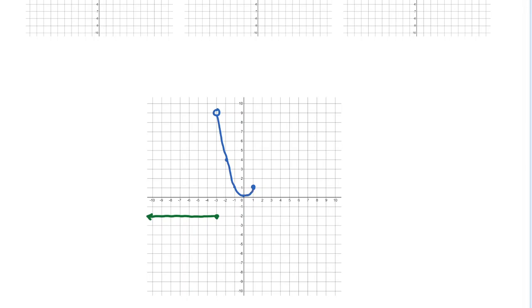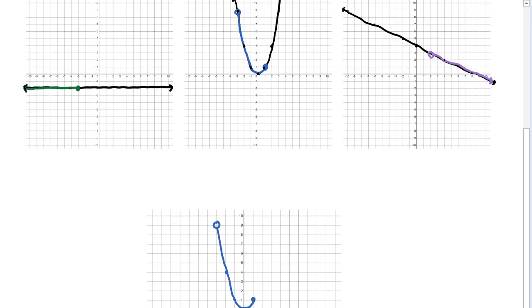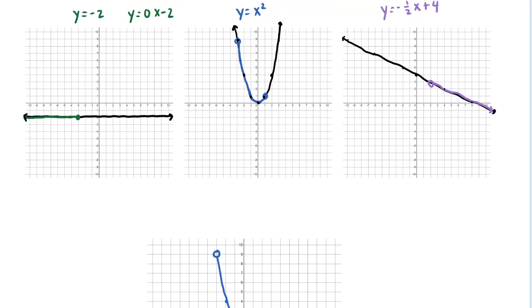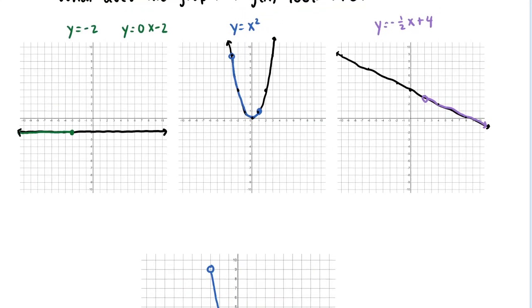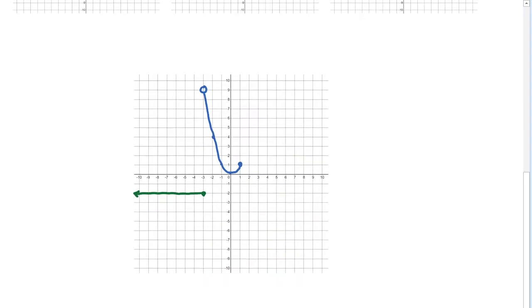And then lastly, we're going to use this purple function beyond x values of 2, right? So here we don't quite get this point 2, 3, but everything afterwards we're using that line. And so that's the graph of this piecewise function.